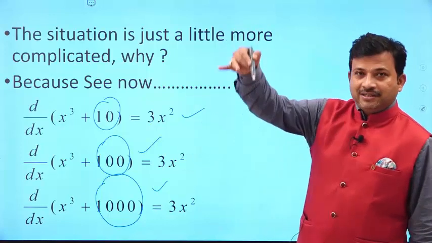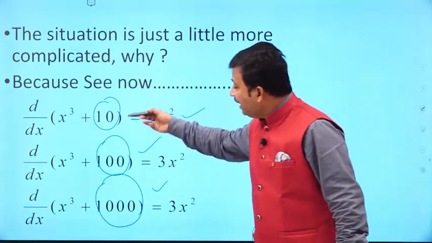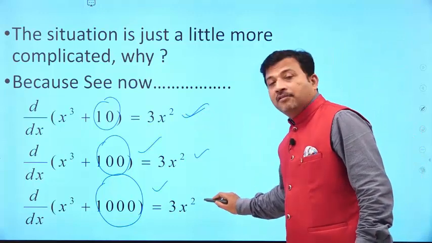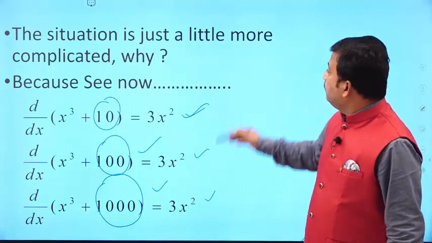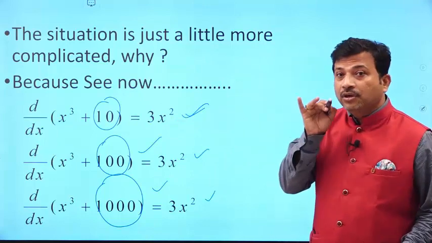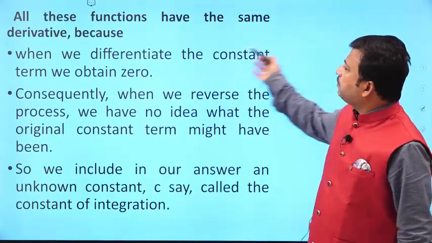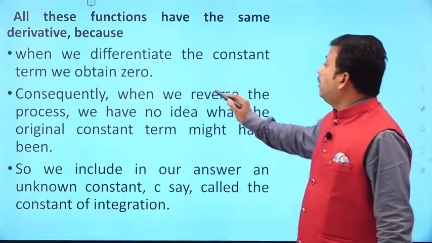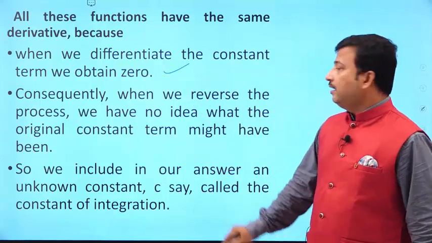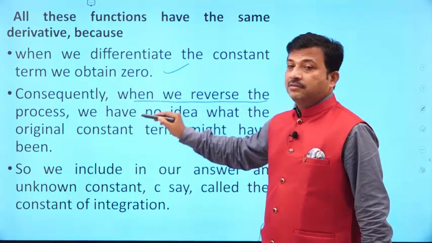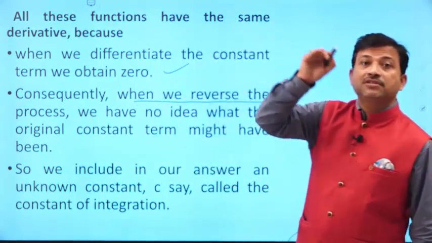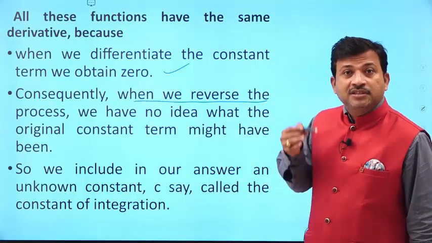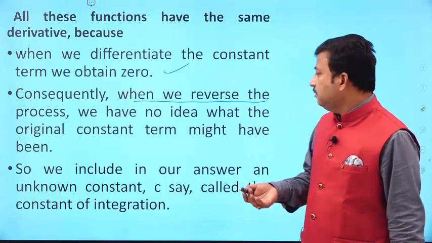So when you go in reverse, what happens? This 10, 100, 1000 becomes a constant, and the function is fixed. That is the importance of the c when you do integration. All these functions have the same derivative, because when you differentiate the constant term, we obtain 0. Consequently, when we reverse the process of integration, we have no idea what the original constant is, whether it is 10, 100, or 1000.